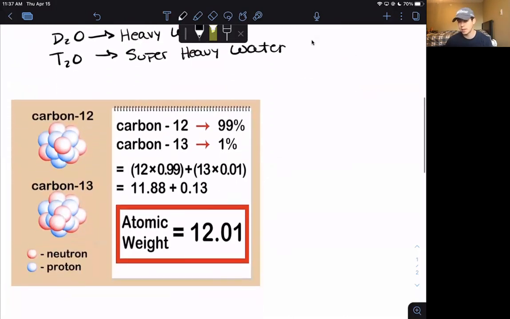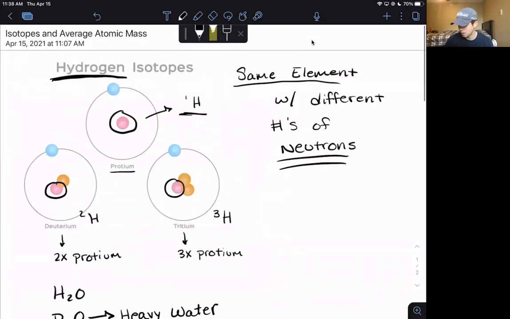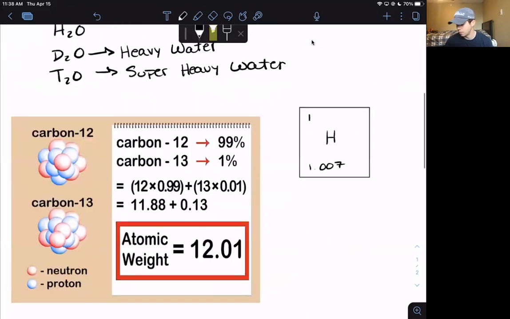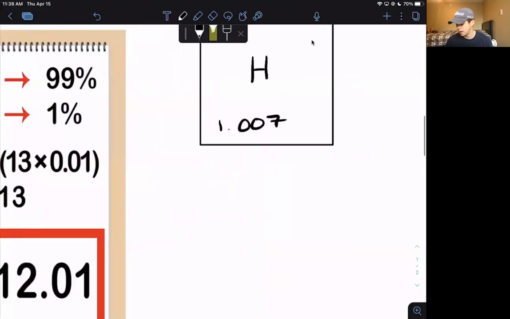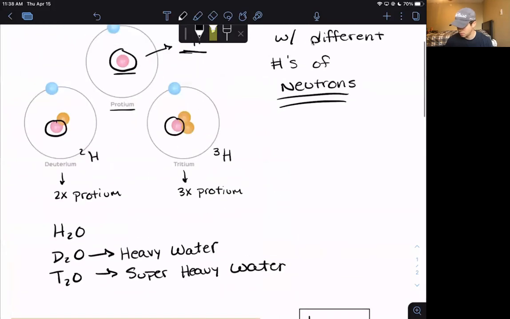So we're going to go down here to an example, and you've probably seen on the periodic table, we'll see if I can draw this. We have our little square, and it's number 1, and we have hydrogen. And then at the bottom, it'll say 1.007. And you're thinking, why is it 1.007 if what we think of as hydrogen is just 1? It should be 1.00.